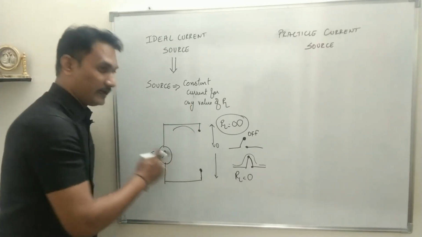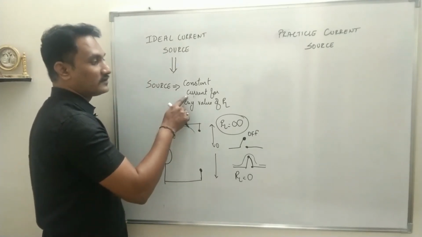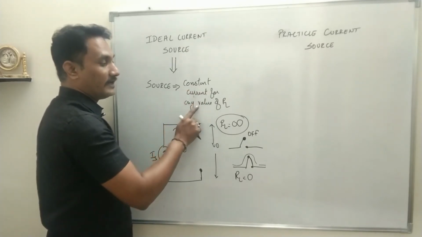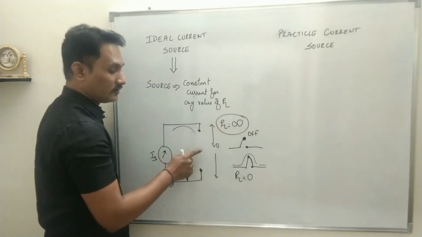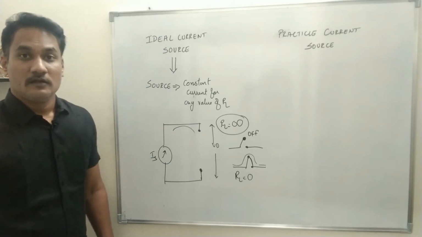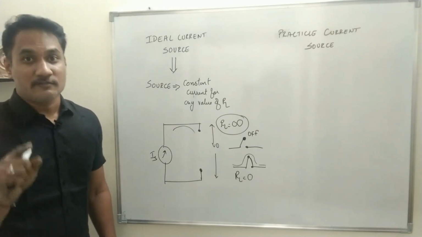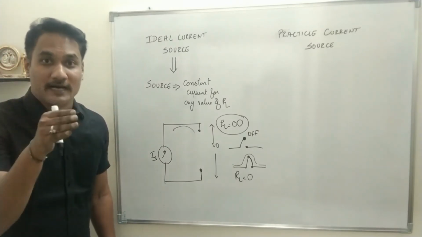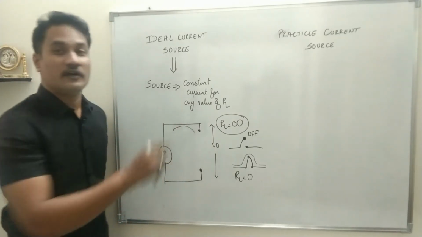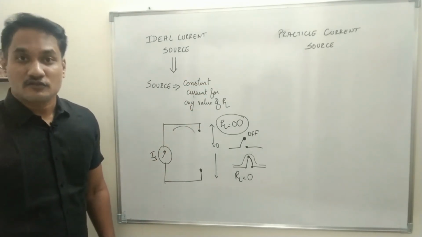Will there be any flow of current? If there is no flow of current, does this definition still exist? What we said is constant current for any value of load resistance. So if the resistance value becomes infinite, will there be any flow of current? No. So we say an ideal current source does not exist. That means there should be some internal path through which the current should flow even in the absence of load resistance. That is what we will consider as a practical current source.